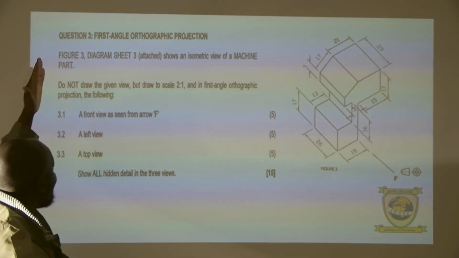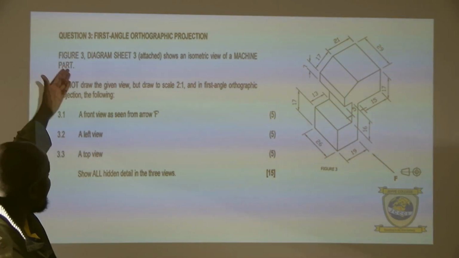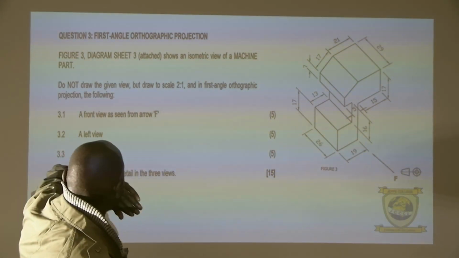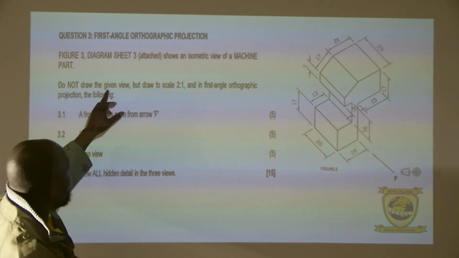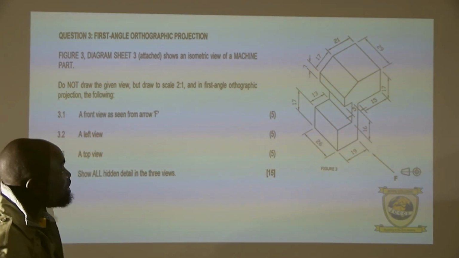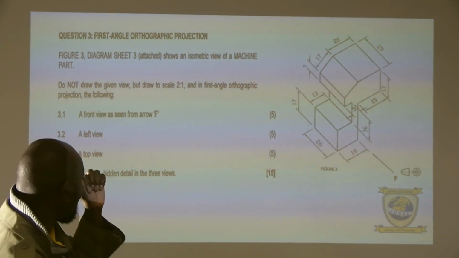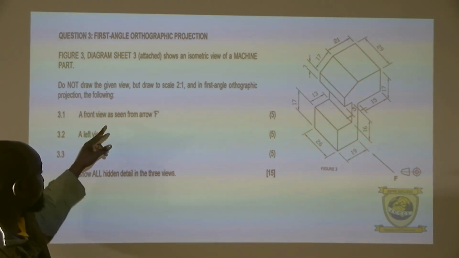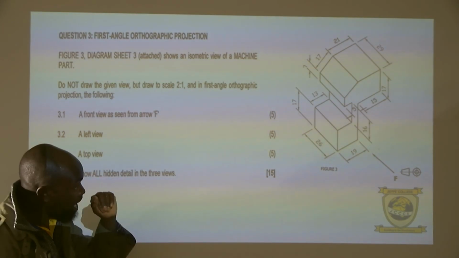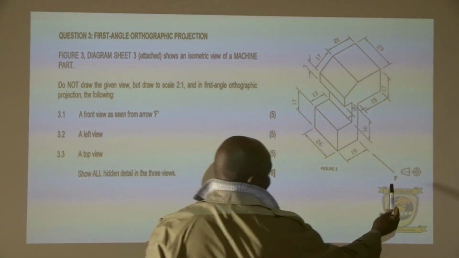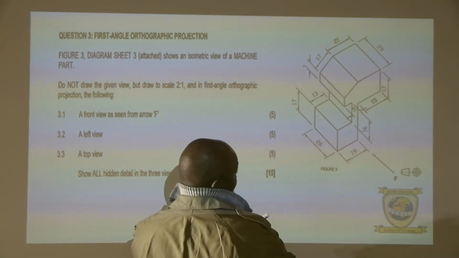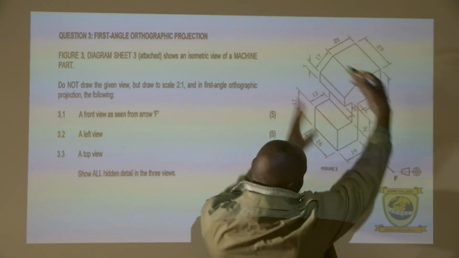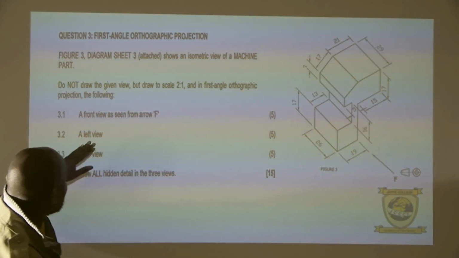It will always be question number 3, and it says: Figure 3, diagram 3 attached, shows an isometric view of a machine part. Do not draw the given view, but draw to scale 2:1 and in first angle orthographic projection the following. 1. A front view as seen from arrow F. So we look at the arrow there. It shows us that this view we see here is our front view.